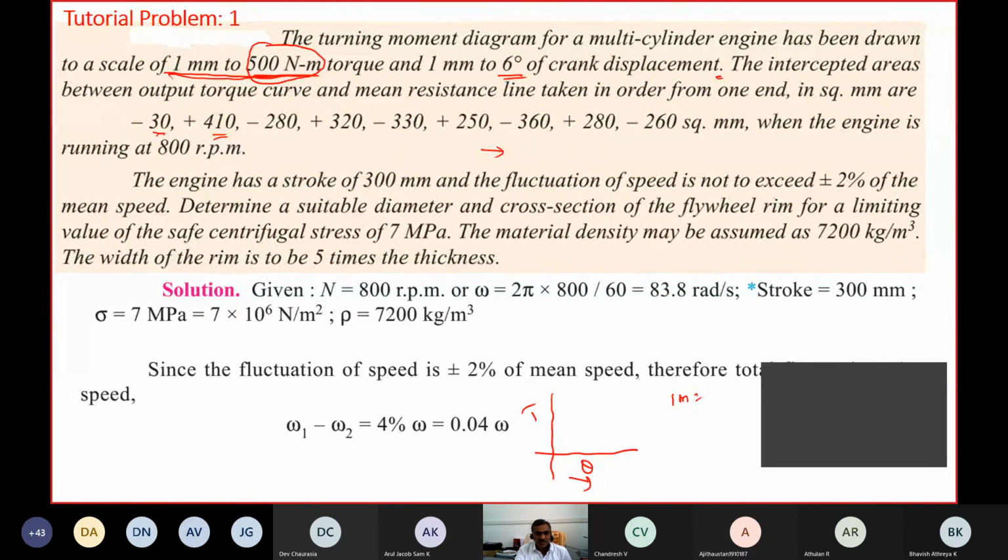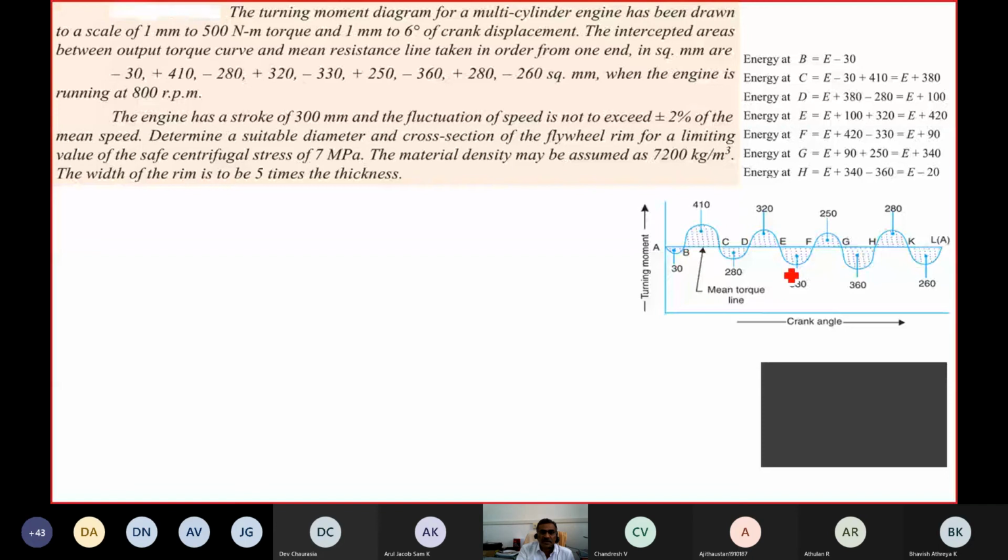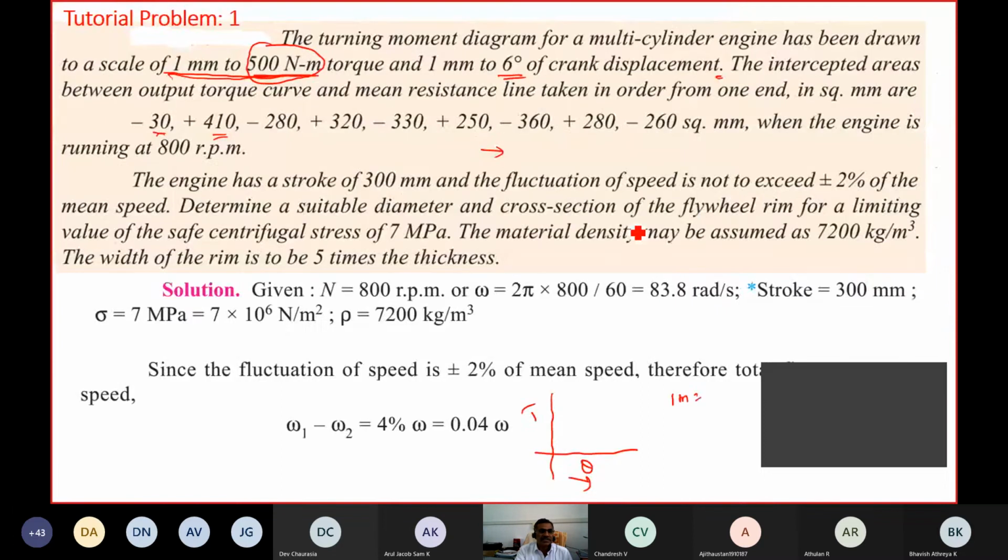Let us see the curve. This is the curve, and this is the mean torque. It goes below by 30, above by 410, below by 280, above by 320. It is going like this. That's the meaning of this.